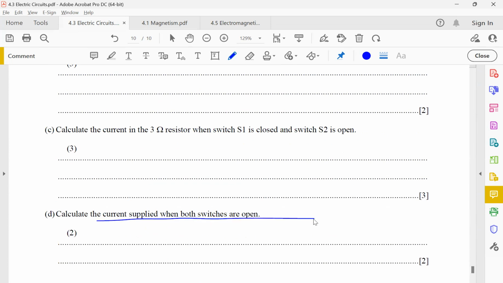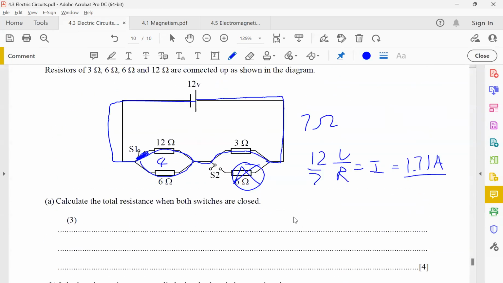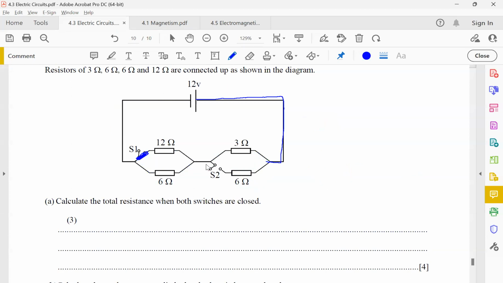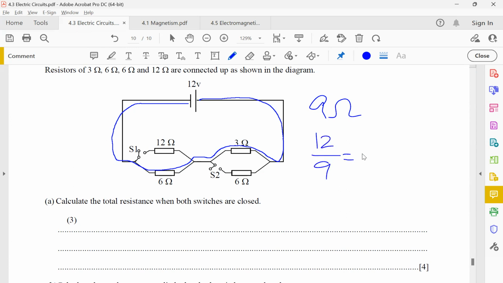Then after that, find the current when both switches are open. Usually the current is going to flow like this. Right now, how much is the total resistance? It's 9 ohms. When both switches are open, the total resistance is 9 ohms. To find the current is very straightforward: it's 12 divided by 9, which once again is a very weird number, 1.33 amperes. Okay, everybody, anyone have any questions with this so far?